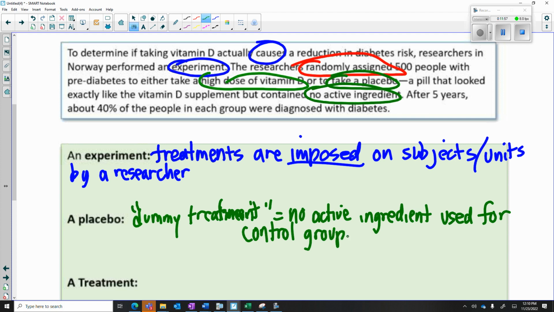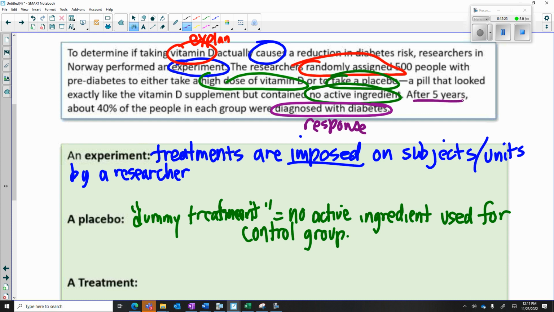Okay. So then once we have our two groups, one with vitamin D, one without, after 5 years we're going to measure the number of people who are diagnosed with diabetes. And that is going to be my response. So my explanatory variable is use of vitamin D or not. My response variable is whether you have diabetes or not after 5 years.